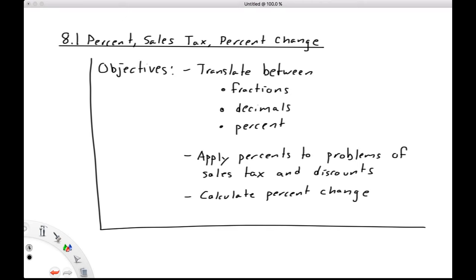We are going to take a look at how we can apply percents to real-world problems, calculating things like sales tax, hence why I'm asking what kinds of things we should shop for today. And then we'll talk about percent change.